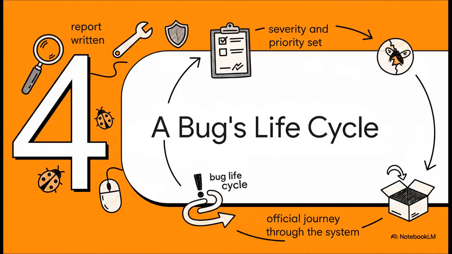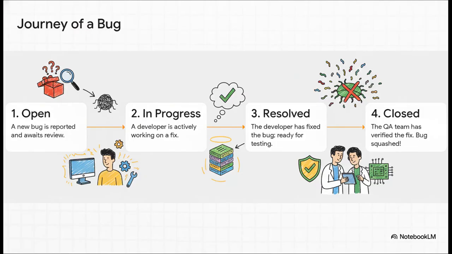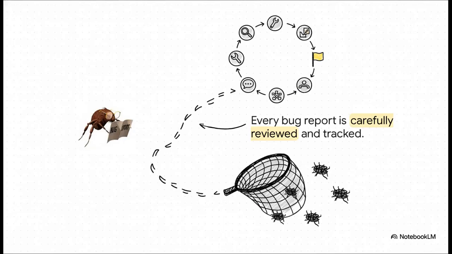Okay, so the report is in. Severity and priority have been decided. Now our little bug begins its official journey through the system. And this is what's called the bug life cycle. So it starts out as open. As soon as a developer grabs it, it moves to in progress. When they think they've got it fixed, it becomes resolved and gets passed over to the testing team. And if that team confirms the fix actually works, the bug is finally closed. Bug squashed, mission complete.